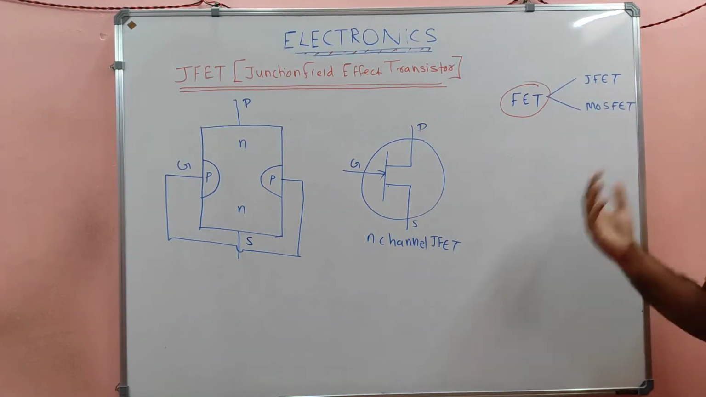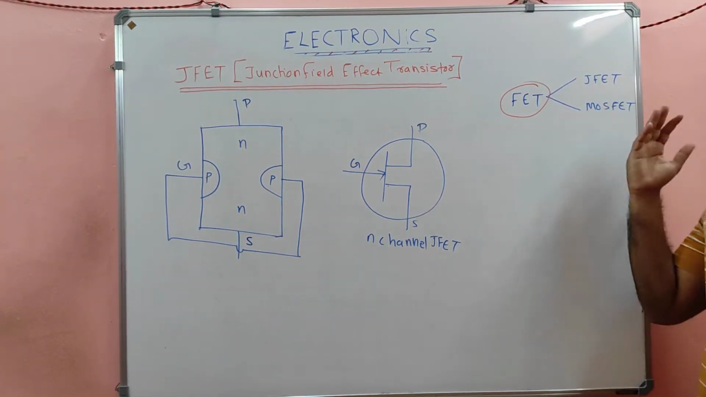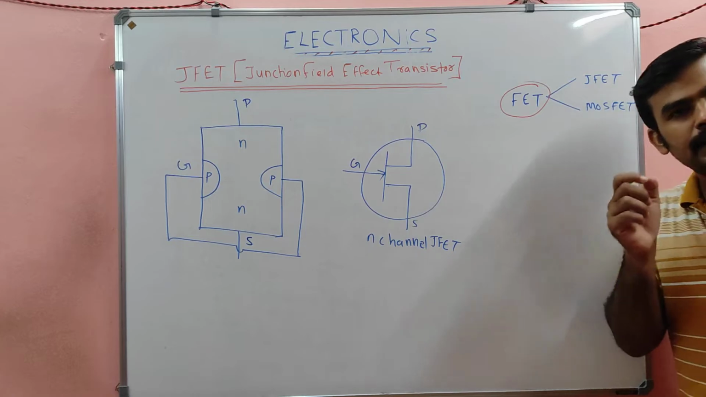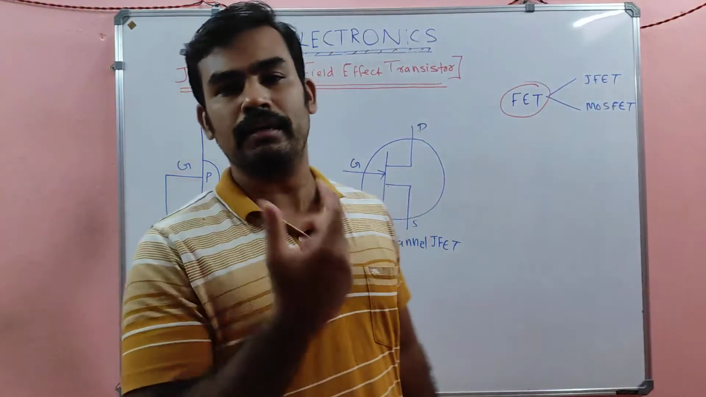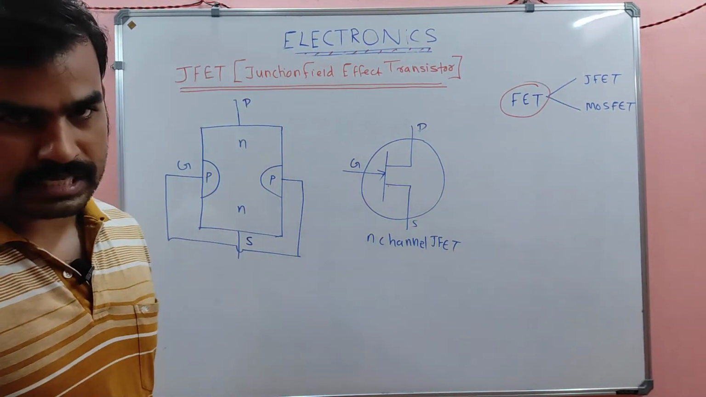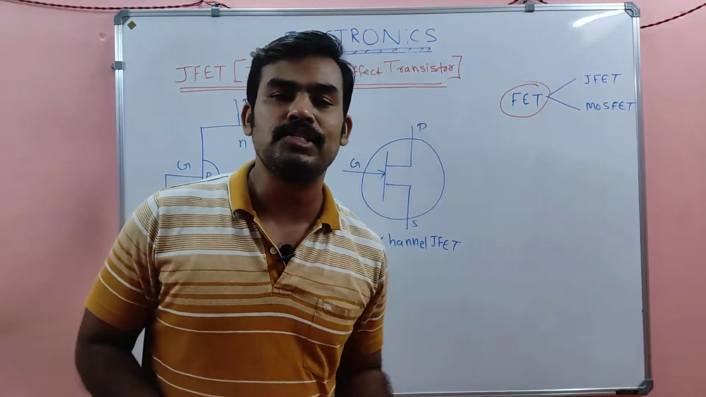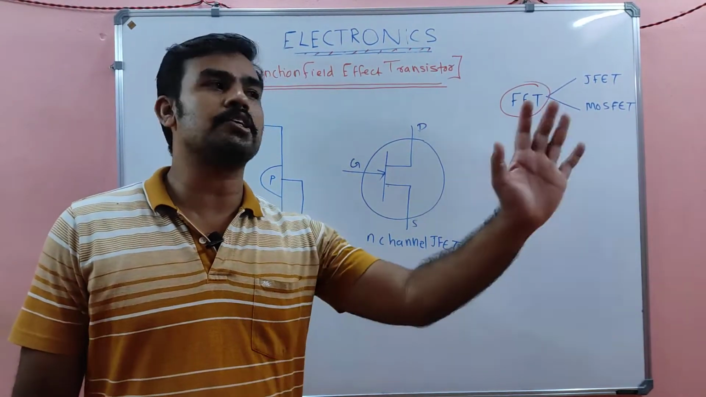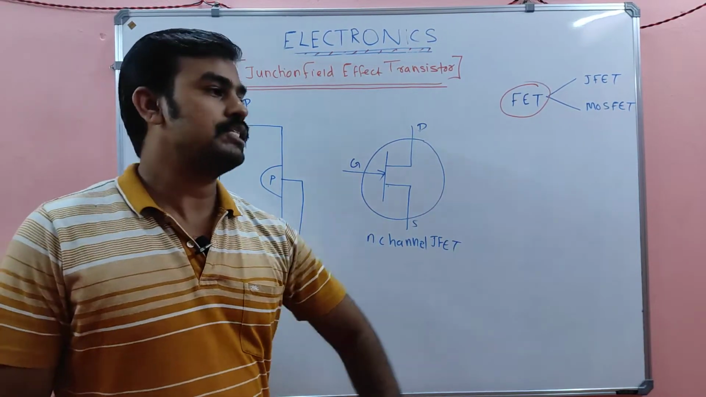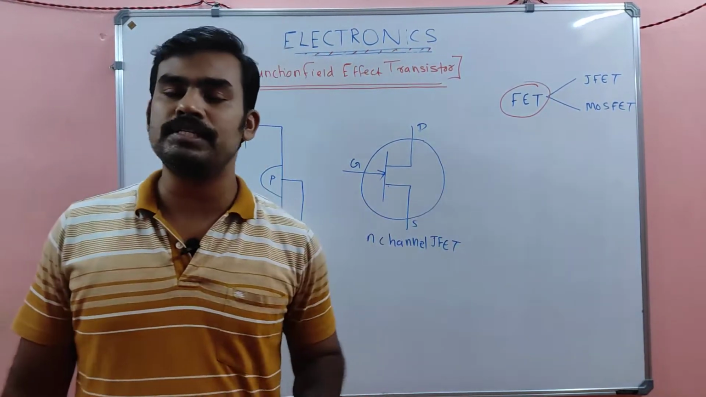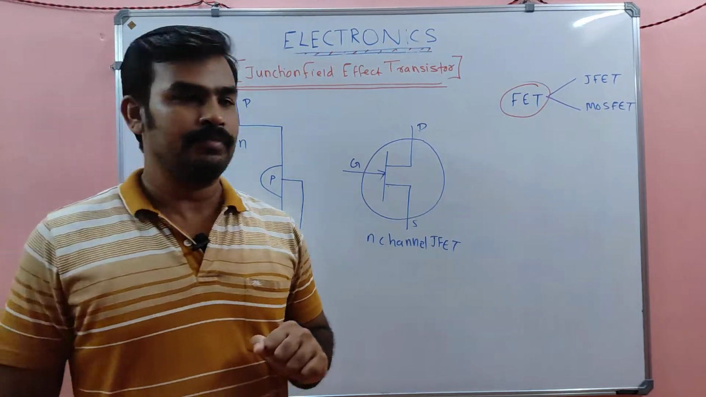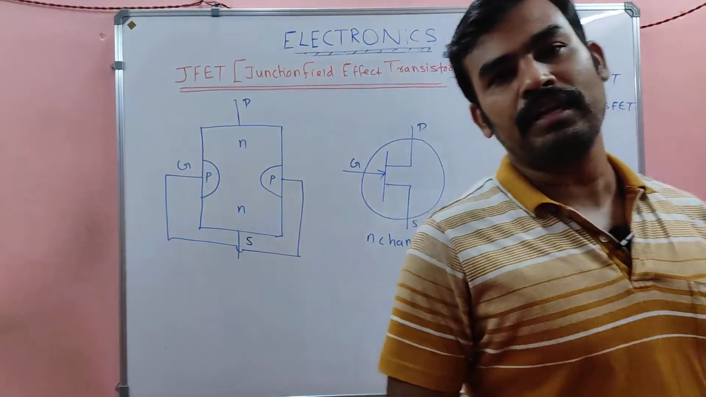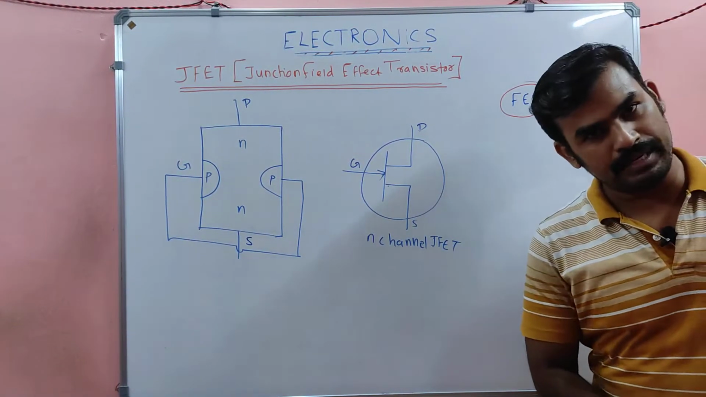But in the case of FET, both in JFET as well as in MOSFET, the conduction is either through electrons or through holes, depending upon what channel we are making. A channel of electrons means only electrons take part in conduction. A channel of holes means only holes take part in the conduction. So that is the difference between FET and BJT.